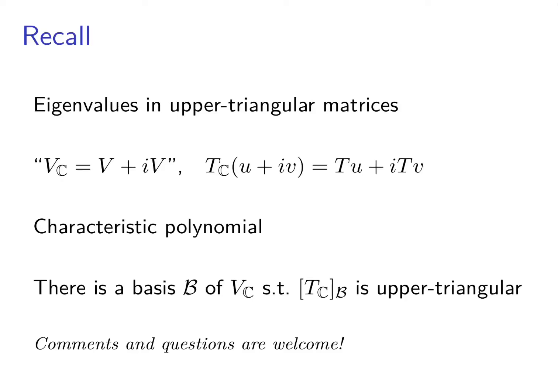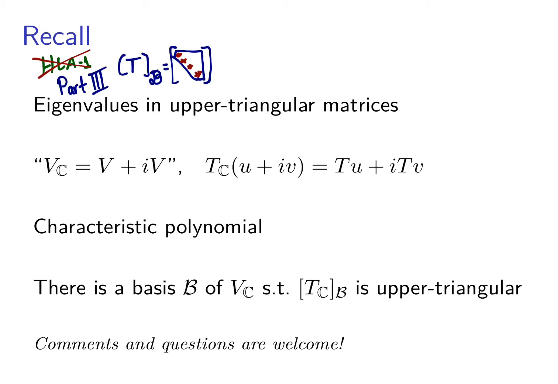Recall that, well, it's not exactly from Honors Linear Algebra 1, but from part 3 of this course, which is that when an operator with respect to some basis is upper triangular, then the elements in the diagonal are the eigenvalues of the operator. But not only that, the number of times each eigenvalue appears in the diagonal is exactly the algebraic multiplicity of this eigenvalue. We didn't state this as a theorem, but we have been using it.